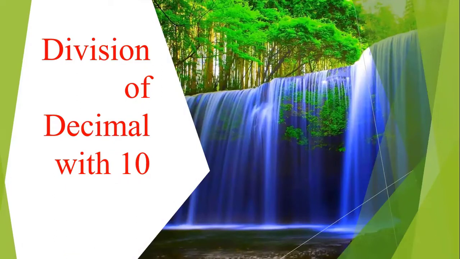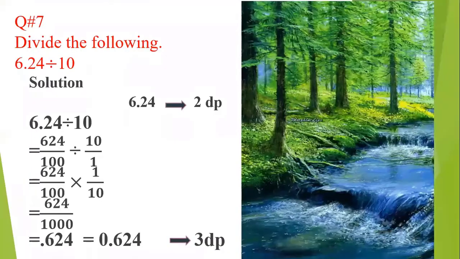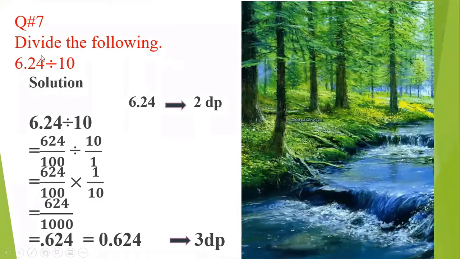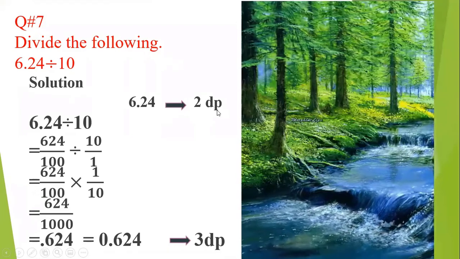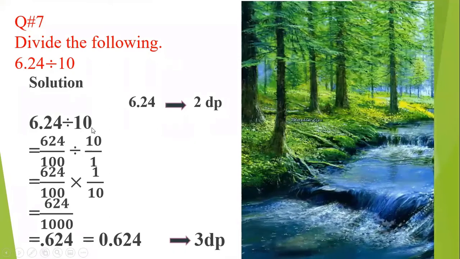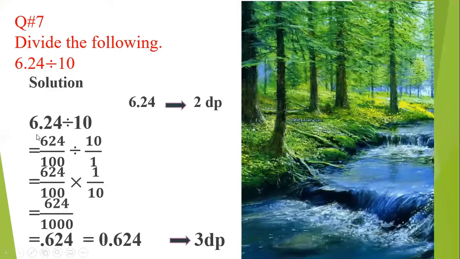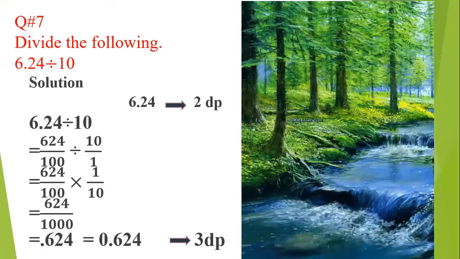Now we will do the division of the decimal with 10. Divide the following: 6.24 by 10. Look at this number, class, 6.24. It has 2 decimal places. Now we will divide 6.24 by 10. As step number 1, we will convert 6.24, that is a decimal number, into a simple fraction.